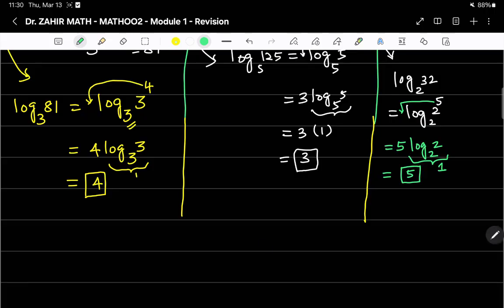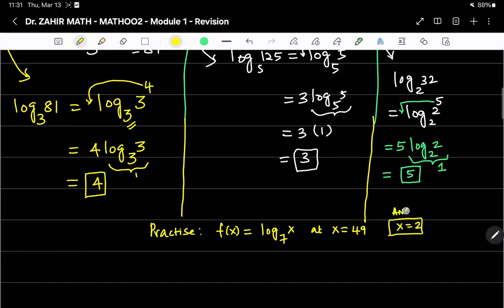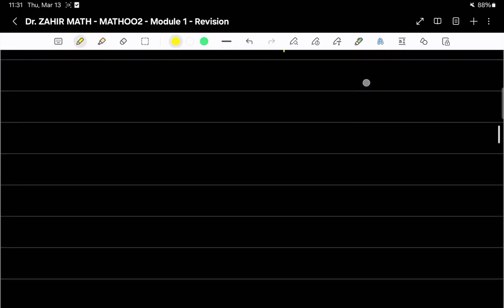So I'll give you one question for your practice and try to get the answer when you are trying at home. Right. So you find the value of f of x equals log x base 7 at x is equal to 49. Okay, the answer is x is equal to 2. Sorry, the answer is 2. This is your answer. So you can check it out and you can try the same method. Right, let's go for the next idea.